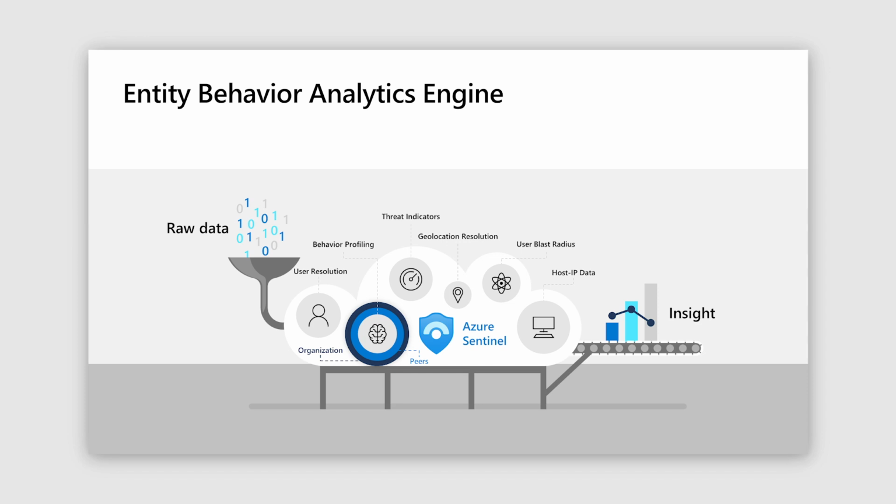We also understand the user's potential impact on the organization if he's compromised, or his blast radius, and we use host and IP data for correlation. Public IP addresses are resolved into geolocation, and threat intelligence indicators from Microsoft TI services. The output of the EBA engine are anomalies and insights. Let's look at how we enrich the raw data and turn it into anomalies and insights.